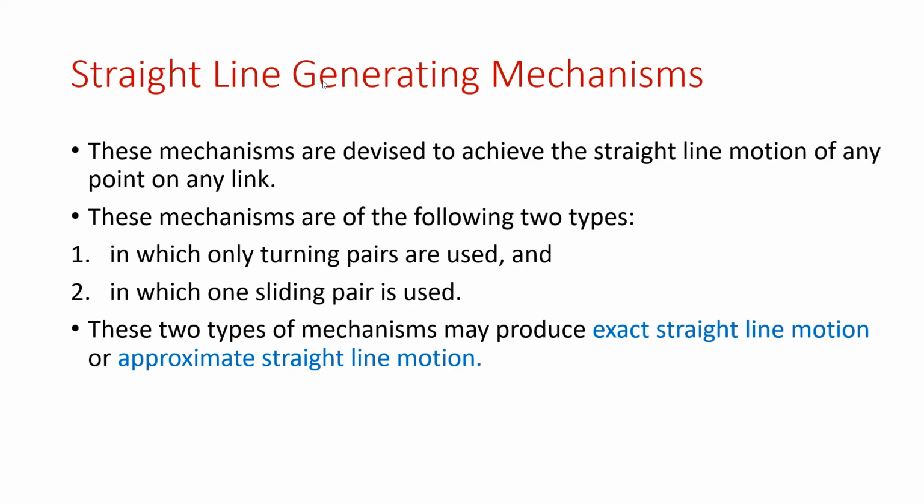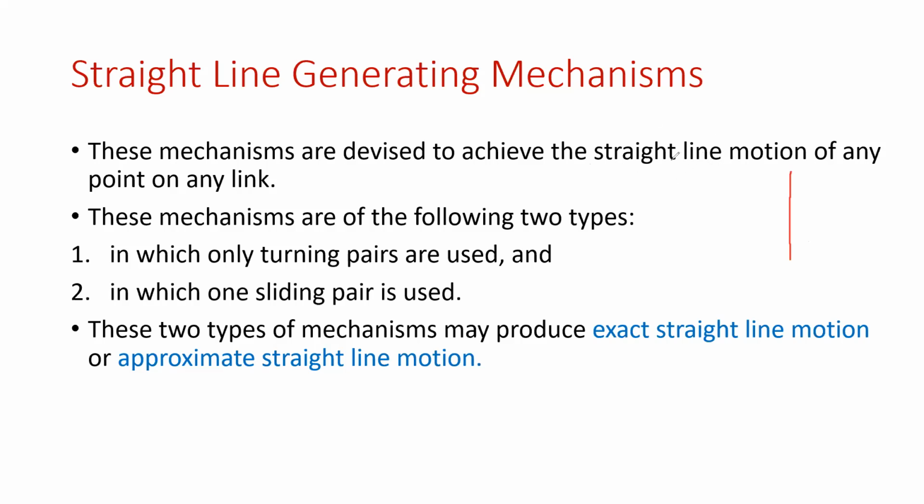So one of the special mechanisms which we will be dealing with are the straight line generating mechanisms. As the name suggests, the purpose of this mechanism is to achieve a straight line: any point present on any link of the mechanism should move in a straight line. Suppose you want to perform some cutting operation, you will attach the cutting tool at that point of the mechanism, and with the help of its to and fro motion, the cutting operation will be performed. So that is the significance of having a straight line generating mechanism.